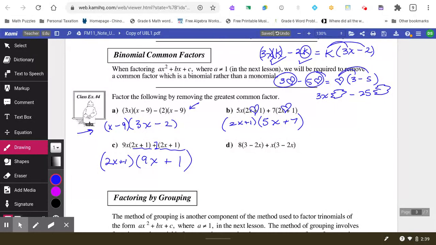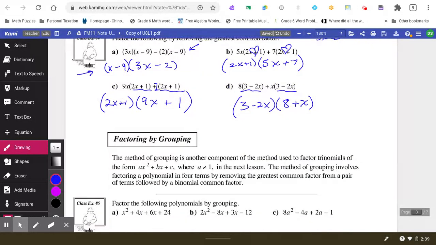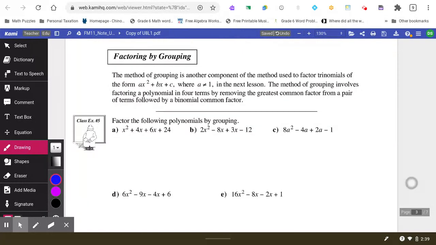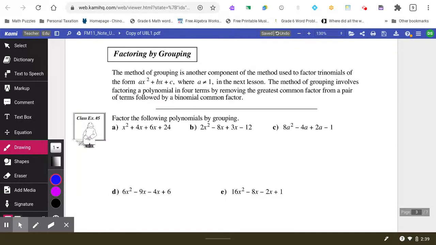All right. See what's common over here? 3 minus 2x. Take it out. Leave it in brackets. Leave the 8 plus x left over. Okay. So we use that little method of ripping out the heart, or pulling out the big common factor.